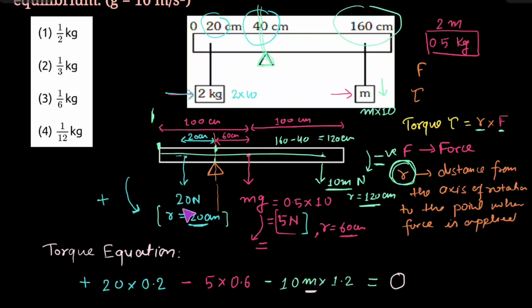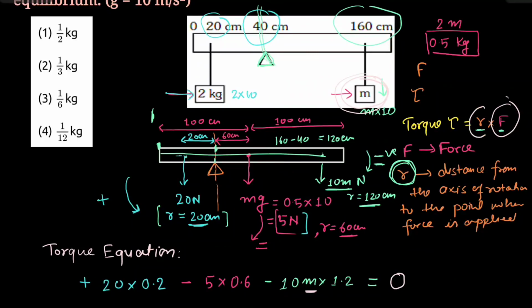So the first force would be equal to 20 Newton because the mass is 2 kg. The second force would be M into G. M here is the mass of the rod, which is 0.5 kg. The value of G is 10, so it would be 5 Newton. The magnitude of the third force would be due to this unknown mass M, and it would be equal to M into G. The value of G is 10, so the total force due to this unknown mass M would be 10 M Newton. So in the torque equation, we have found out the forces.